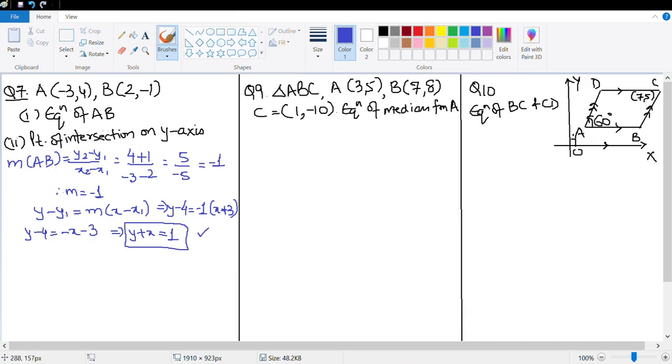So my part 1 is done. This is y plus x is equal to 1. I could have also left the answer as y is equal to negative x plus 1. That's also fine. Let's look at the point of intersection on y-axis.